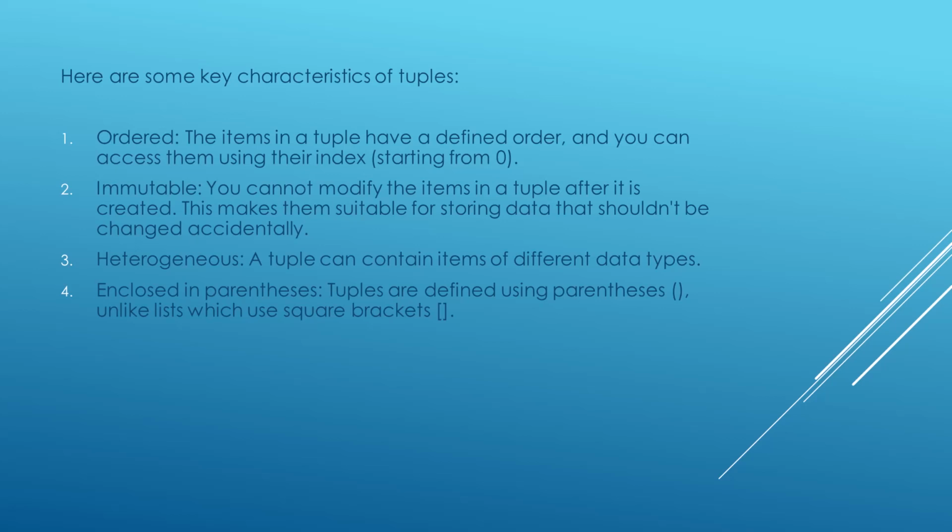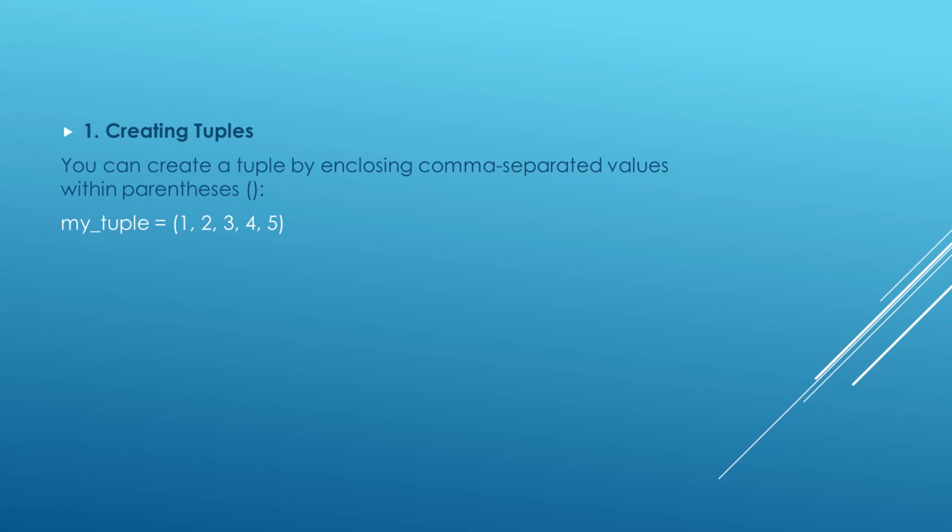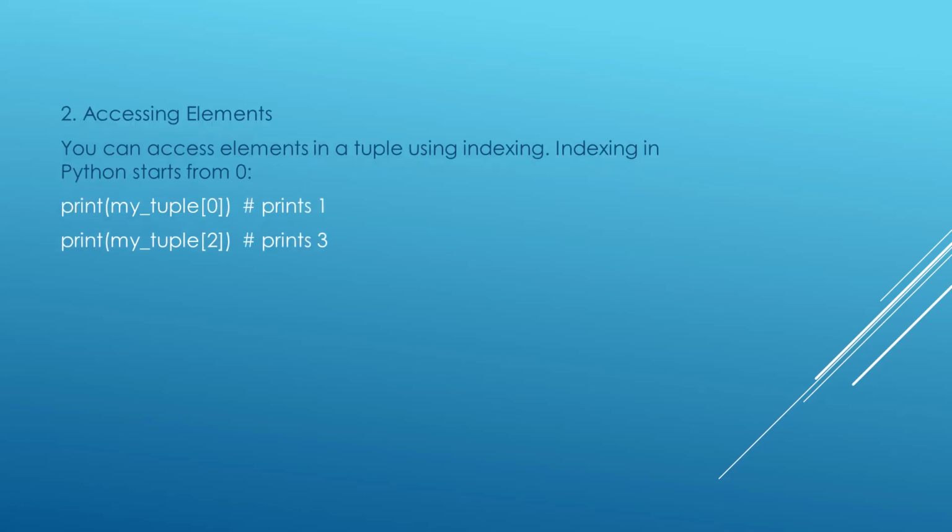Heterogeneous. A tuple can contain items of different data types. Enclosed in parentheses. Tuples are defined using parentheses, unlike lists which use square brackets. 1. Creating tuples. You can create a tuple by enclosing comma-separated values within parentheses.